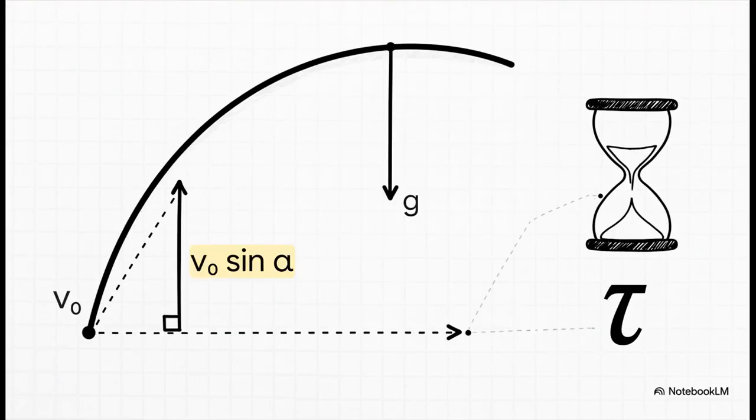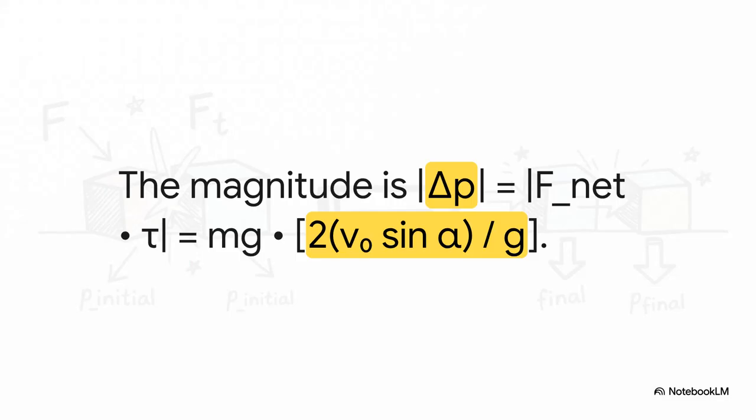The question is, how do we find the total time the body is in the air? Well, for any standard projectile motion problem like this, you might remember the formula for the total time of flight. We'll call it tau. It's twice the initial vertical component of the velocity, v0y, divided by g. And that vertical velocity is just v0 times the sine of the launch angle, alpha. So the total time is 2 v0 sine alpha, all divided by g. Now we just do it again. We apply our theorem one more time. The magnitude of the total change in momentum is just the magnitude of our net force, mg, multiplied by that total time of flight we just figured out.